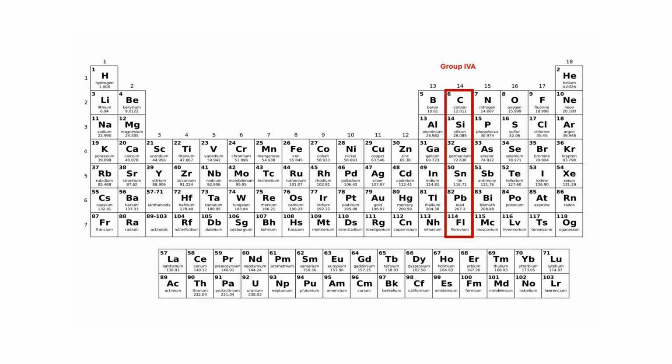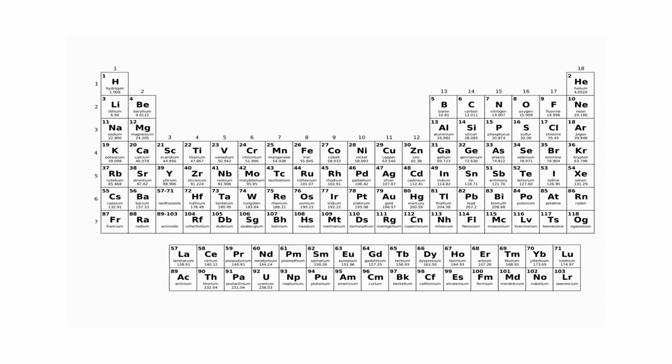Group 4A includes carbon, silicon, and so forth. Group 5A, nitrogen, phosphorus. Group 6A, oxygen, which we just looked over a few minutes ago, sulfur. Group 7A, fluorine, chlorine, bromine, and so forth. And lastly, group 8A includes helium, neon, argon, krypton, and so forth.